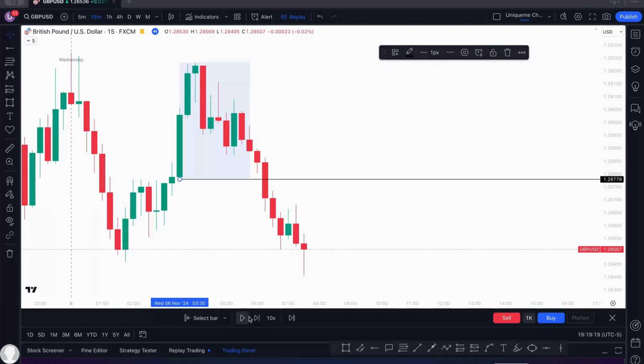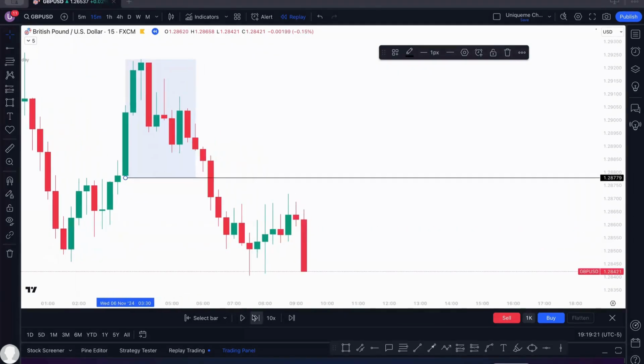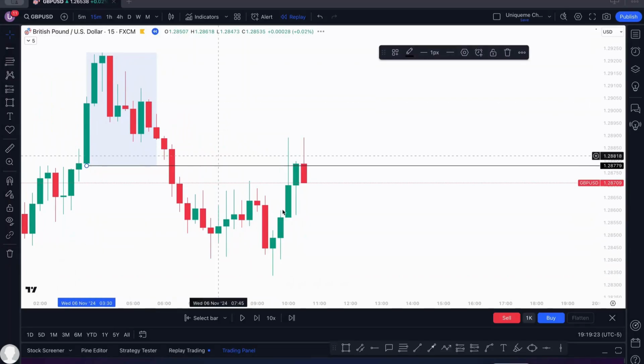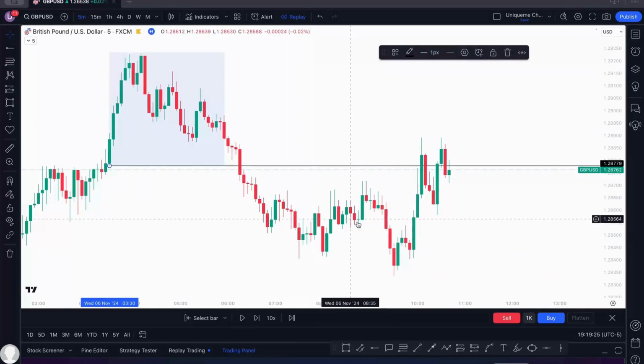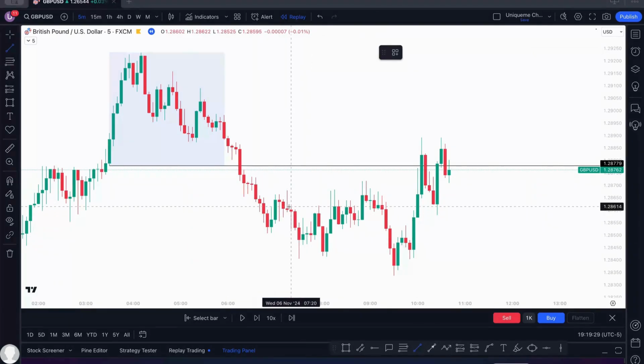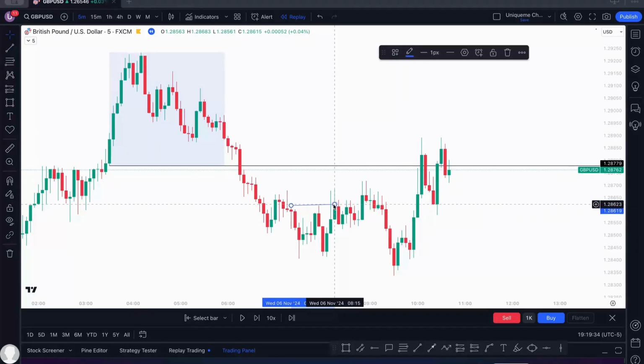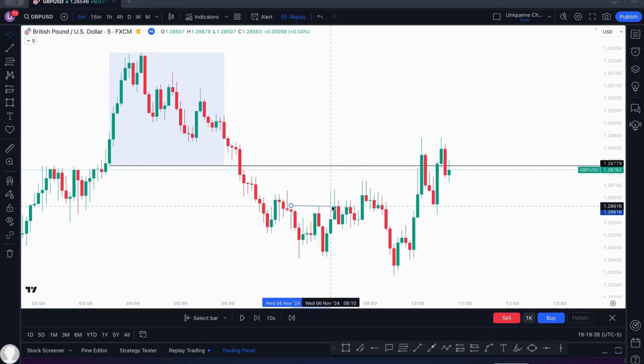And what am I waiting for? I'm waiting for a change of character. I'm waiting for a shift in market structure. There was a shift in market structure, what I was trying to explain to you before. But what happened here? It came out with a body. I will not trade this. I told you, right? It must come out with a body and not a wick.